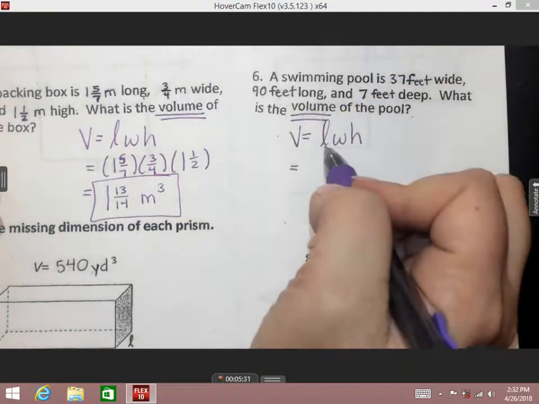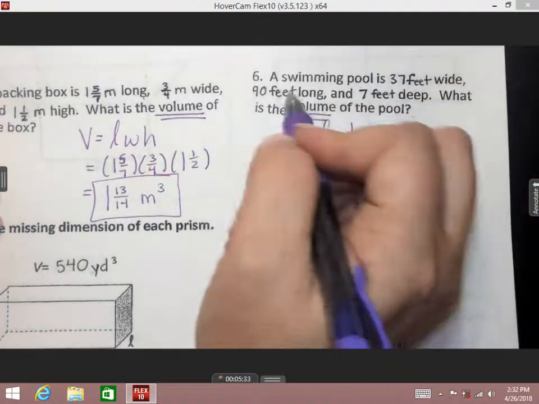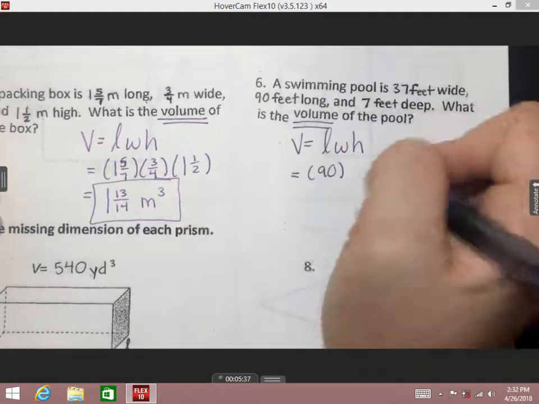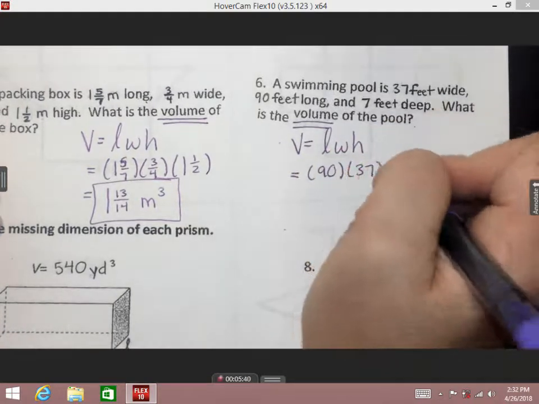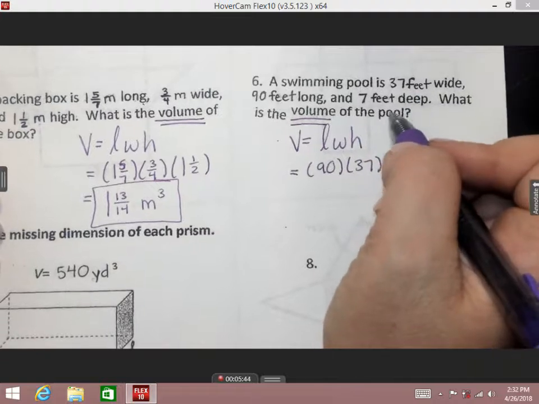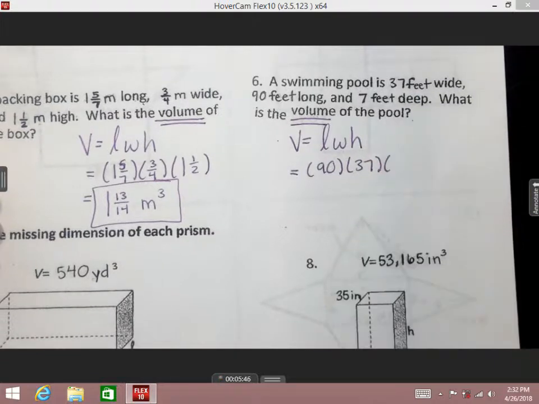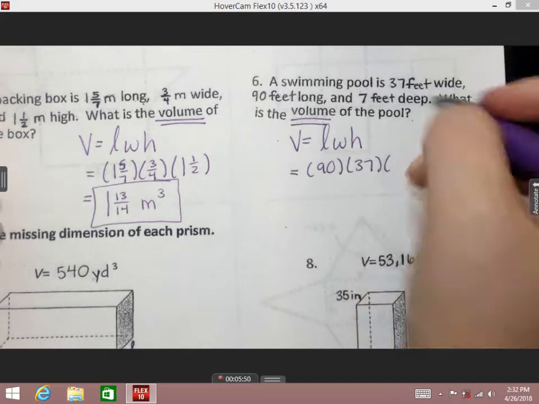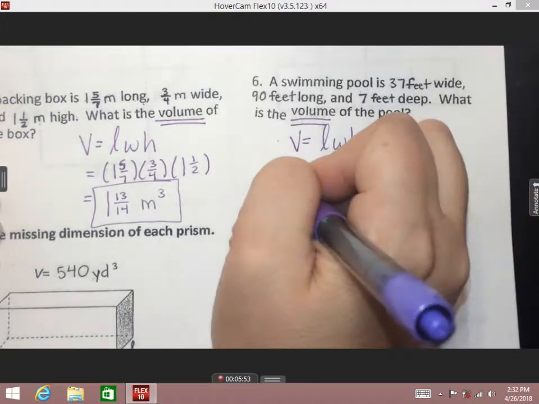more carefully this time. L for length would be that 90 feet long. W for width would be the 37 feet wide. All right, and then 7 feet deep is going to be my height, because if I think about a swimming pool, it's not going to go up high, it's not going to be above ground, but I would still measure that height going down, so that would be my 7 feet deep.